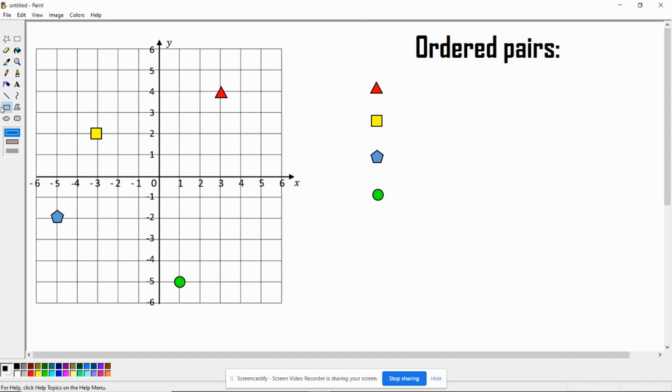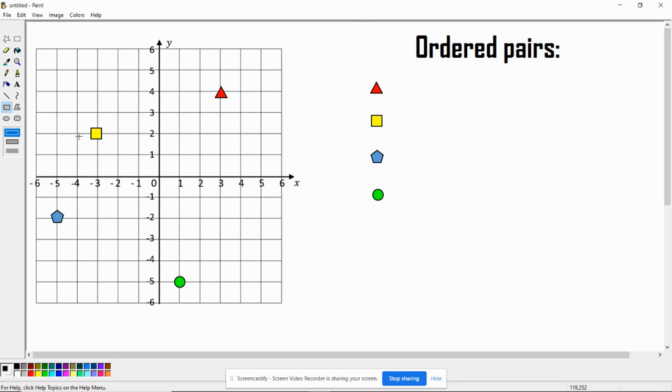What kids tend to get confused is they get the X and the Y axis mixed up. This going from left to right horizontally is the X axis, and the one that goes up and down vertically is the Y axis. All right, don't get those confused and you'll be good.